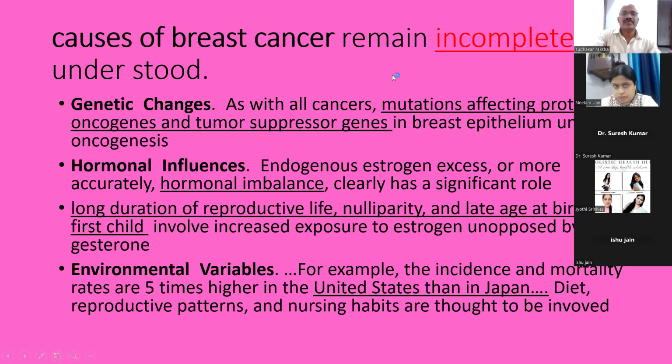So what is the cause of this cancer? The cause of the breast cancer is not completely known. It is incompletely understood. So genetic factors, genetic mutation. The cause for any cancer is mutation. Mutation can occur among 4 genes. These genes are oncogenes, the tumor suppressor genes, the DNA repair genes, and the apoptosis genes. If there is a mutation in any of these 4 genes, then cancer will develop.